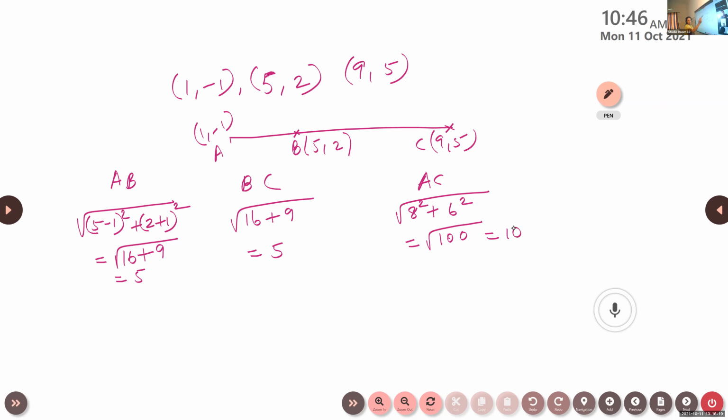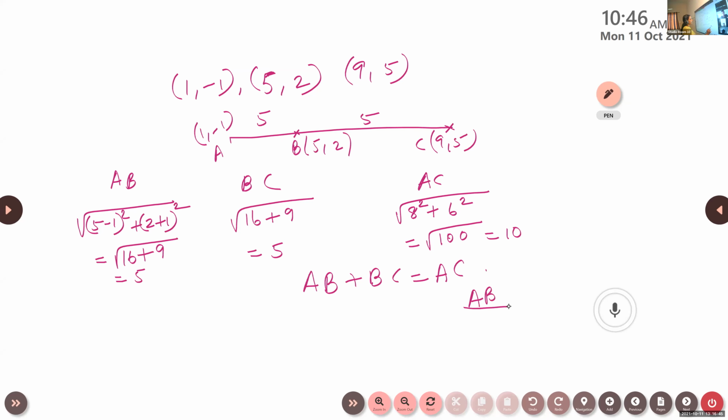AB is 5 units, BC is 5 units. So we get AB plus BC is equal to AC. When you add the smaller lengths, it is equal to the bigger one's length. That means they are collinear. AB is 5, BC is 5, so AC is 10. Now can you give me the ratio?